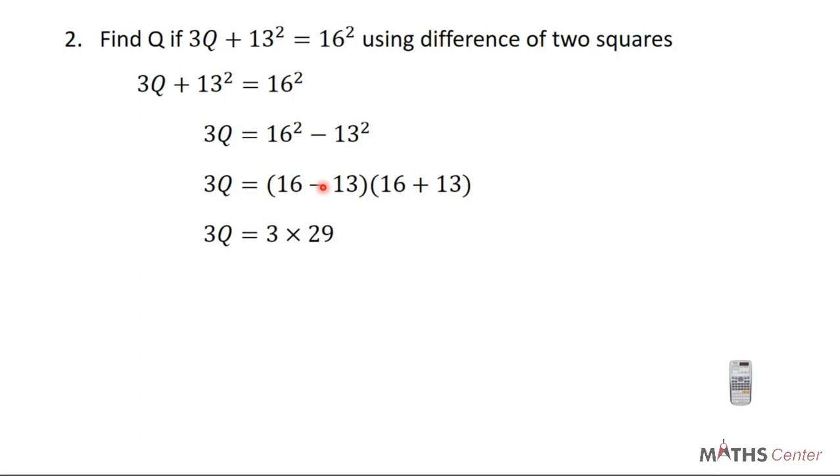Now we have 3 in this bracket, 29 in this bracket, so they are going to multiply. So 3q is going to be 3 times 29. 3 times 29 will give us 87. Now to make q the subject, we divide both sides by 3. So we divide 3q by 3 and we divide 87 by 3. 3q divided by 3 will give us q. 87 divided by 3 will give us 29. So you can see from here that we have used the principles of difference of two squares and we have been able to find q as 29.